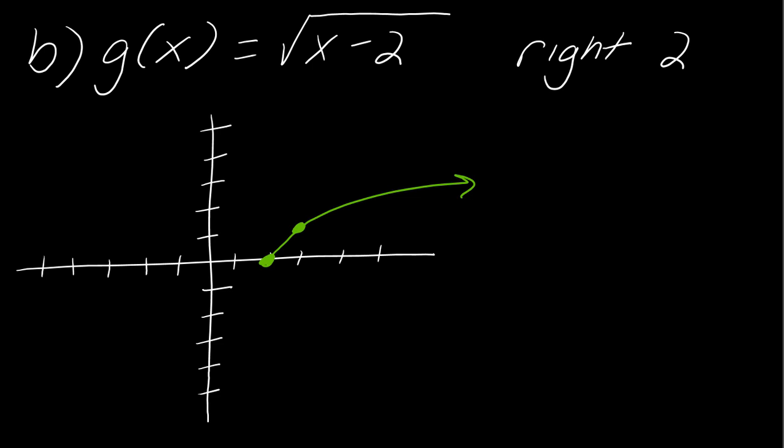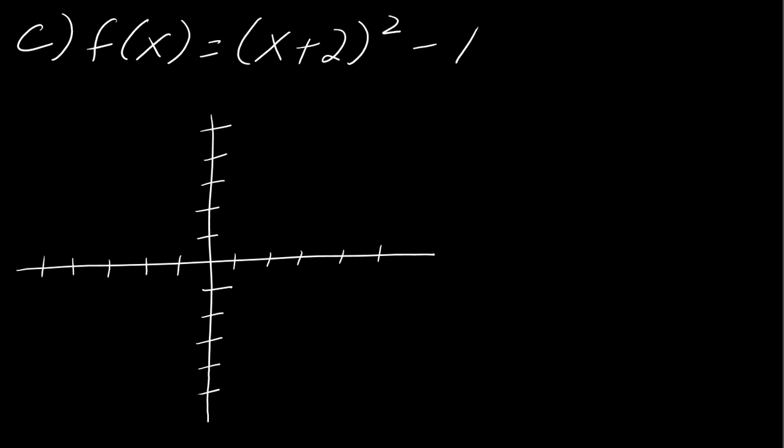Okay, now let's put all of these ideas together. Let's say that I've got x plus 2 squared minus 1. Again, maybe just pause for a second and write down how this is going to translate, up, down, left, right, whatever. Hit play when you got it. So this is going to go left 2 and down 1.